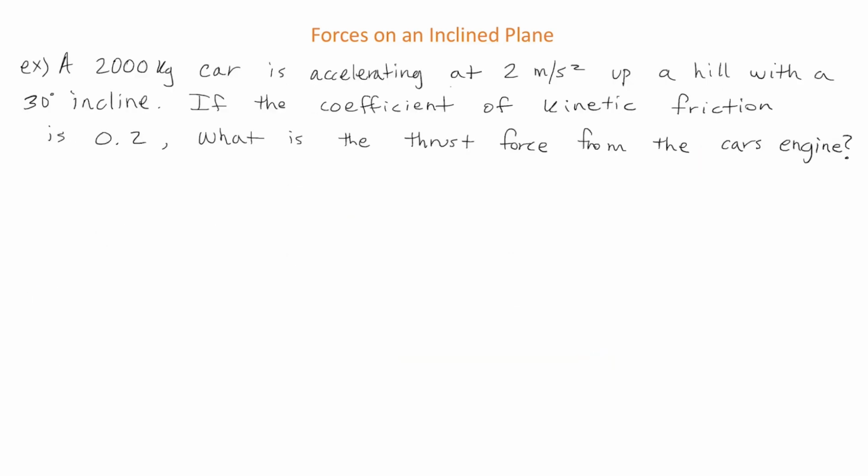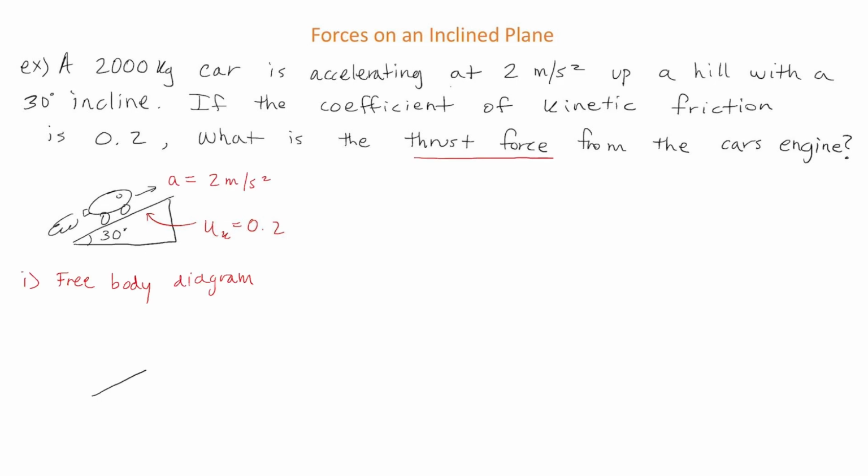Now let's do a question to practice what we learned. Here we have a 2,000 kilogram car, which is accelerating at a rate of 2 meters per second squared up a hill with a 30-degree incline. Now we are told that the coefficient of kinetic friction is 0.2, and we want to know what is the thrust force from the car's engine.